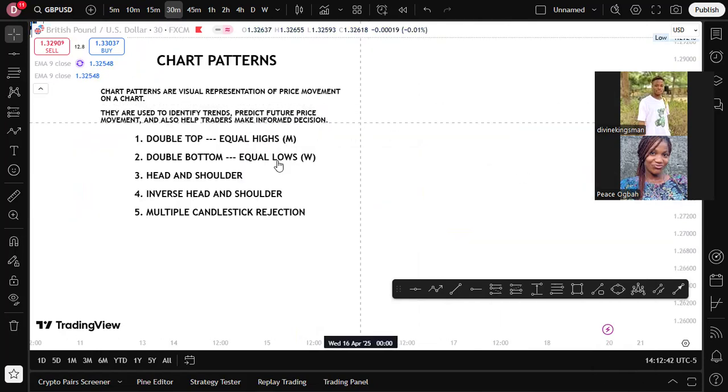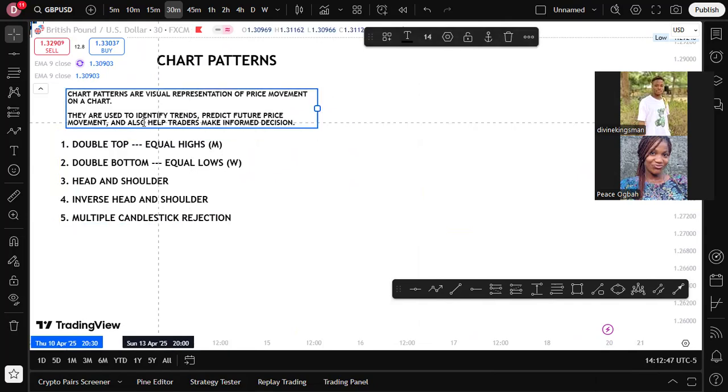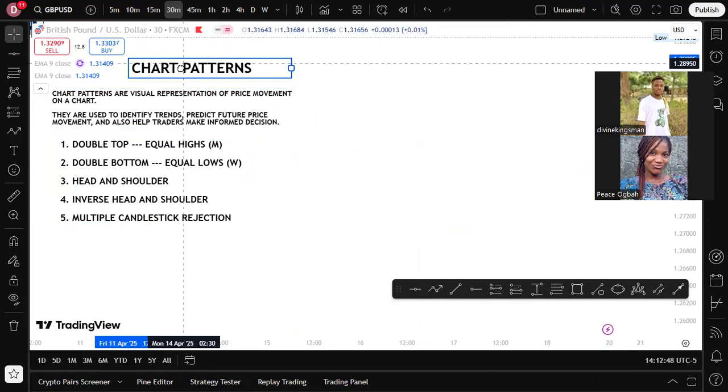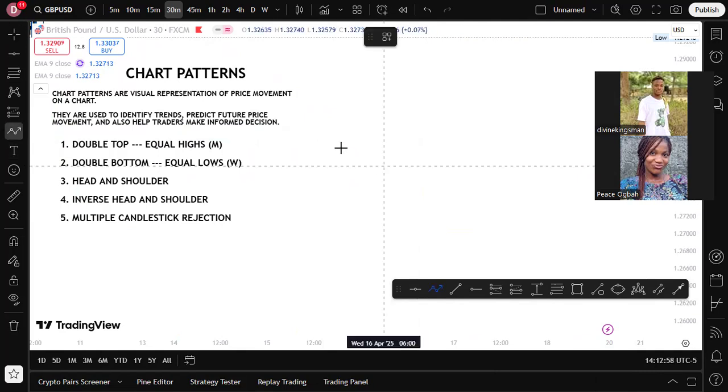I'm going to do a presentation of it here, and then we'll also see how they look on charts. So let's start with the double top, which is equal highs. For equal highs, this is how it looks for a double top. So let's say price is going up like this.